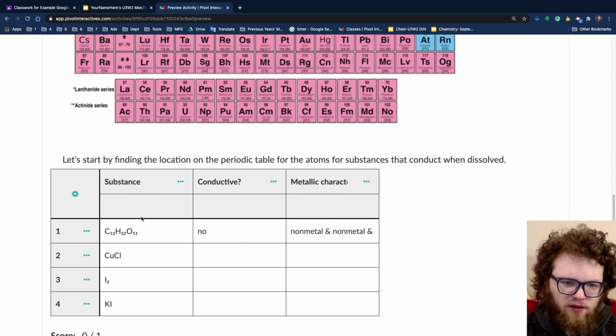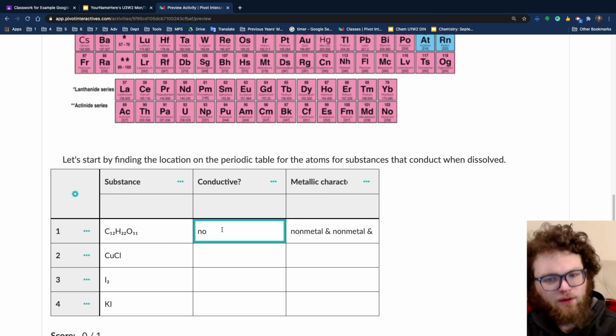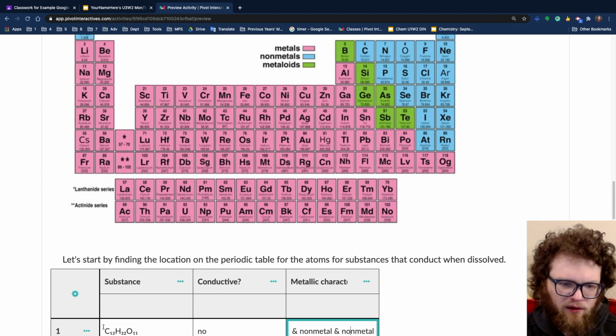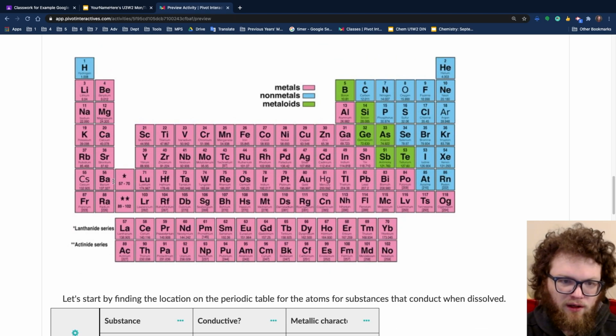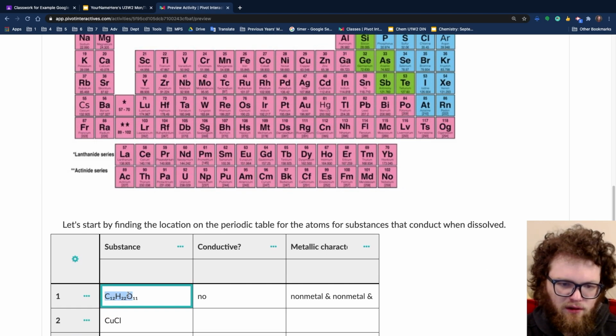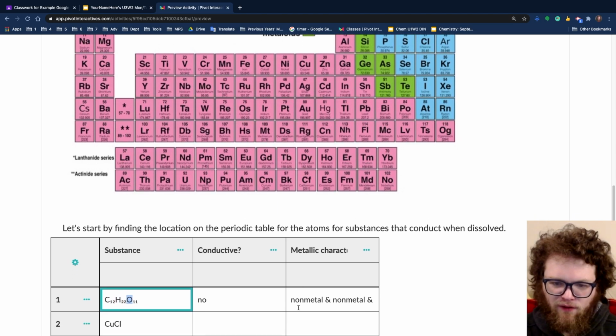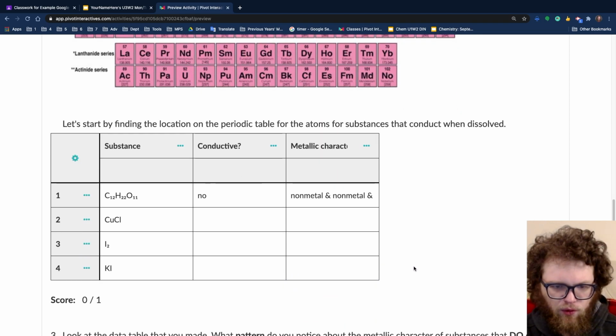Let's start by identifying the location on the periodic table for the atoms for substances that conduct when dissolved. So it looks like they did sucrose for us. Is it conductive? No. Well, that's what we saw in the video up there. It's also a nonmetal and nonmetal and nonmetal. Oh, because carbon is up here and is a nonmetal. Hydrogen is up here and is a nonmetal. And oxygen is right here and is a nonmetal. So that's nonmetal and nonmetal and nonmetal. Cool. So do the other ones on your own.